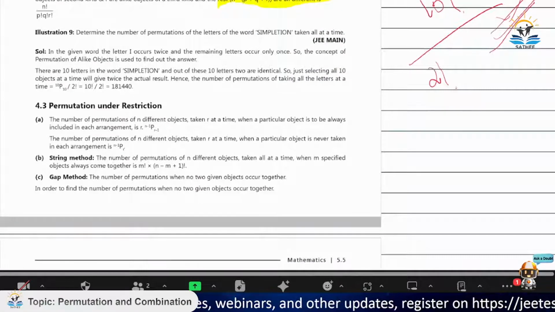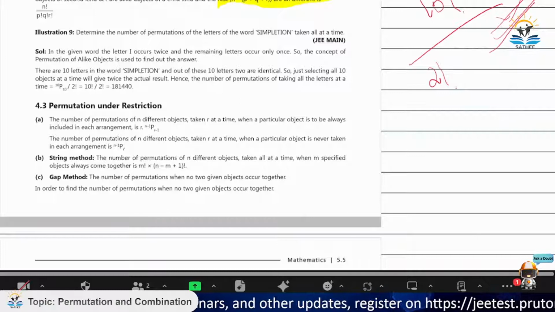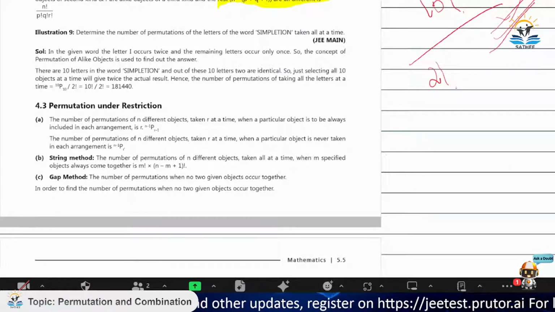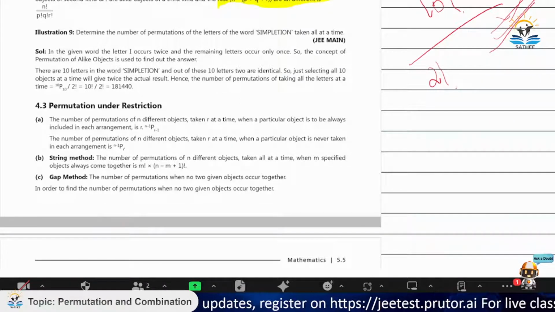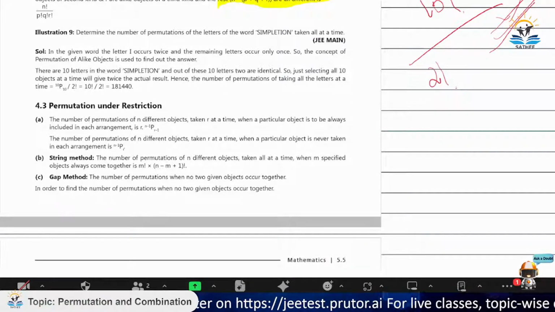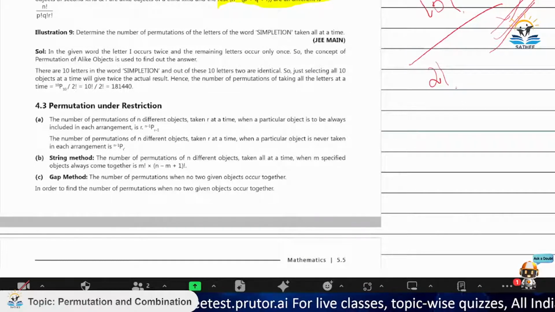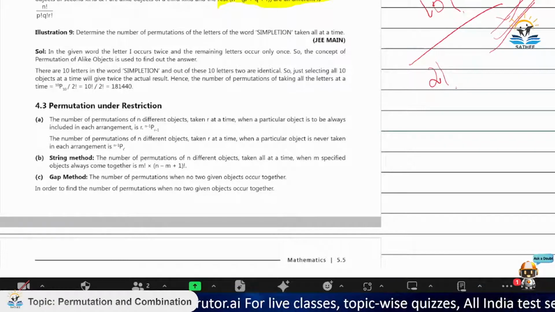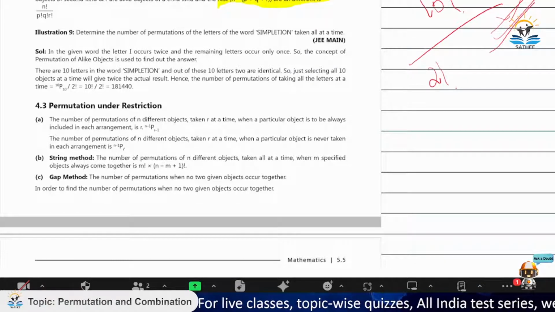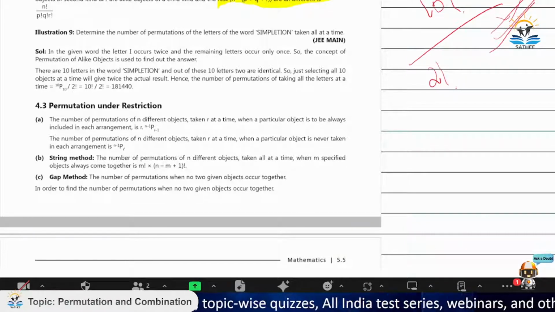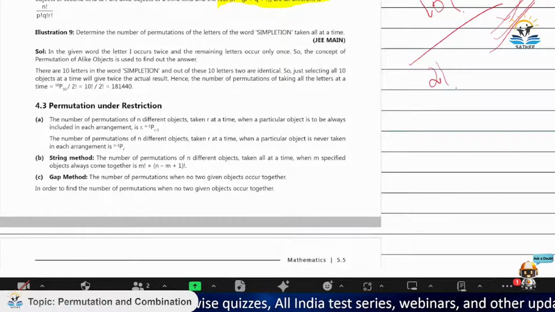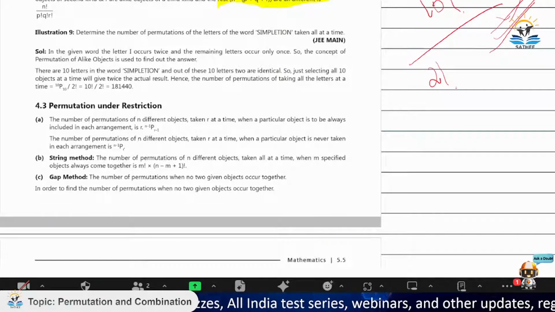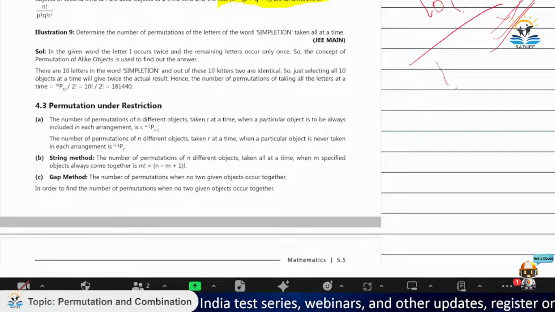Cool. Let's use the theory also to get a better understanding. In a given word, the letter I occurs twice and the remaining letters occur only once. So the concept of permutation of alike objects is used to find the answer. There are 10 letters in the word simplicity, and out of these 10 letters, 2 are identical. So just selecting all 10 objects at a time will give us twice the actual result. Hence, the number of permutations taking all letters at a time is 10P10 by 2 factorial. I hope you got the English here.